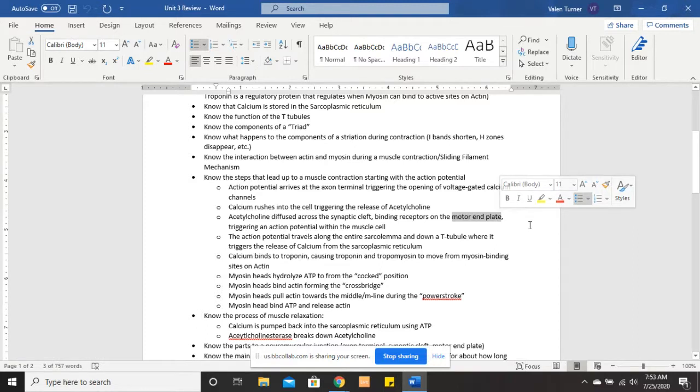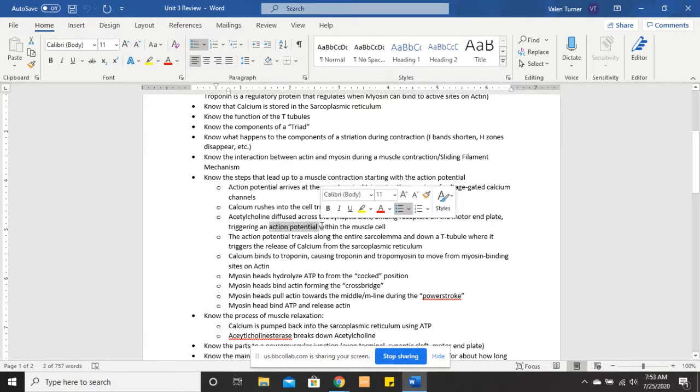It is the plasma membrane of your muscle cells, specifically in a neuromuscular junction. Just FYI. And when acetylcholine binds receptors on the motor end plate, that will trigger the muscle cell to depolarize and make its own action potential. And this action potential is going to travel along the entire plasma membrane, including those parts of the plasma membrane that dive deep into the cell.